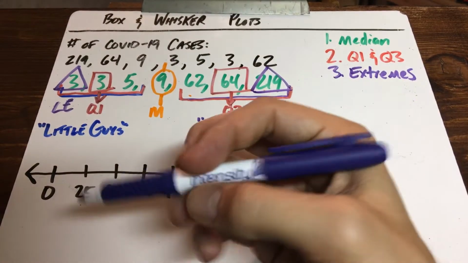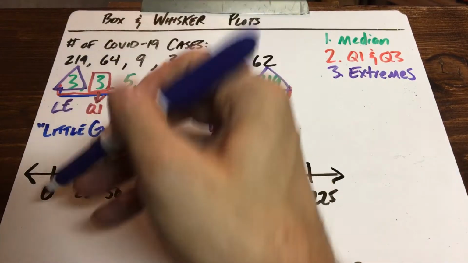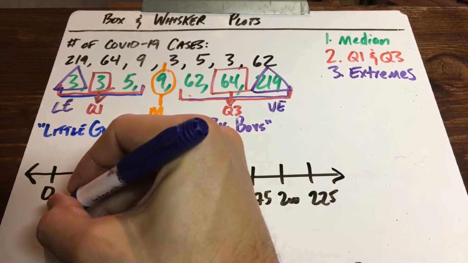I have more room down below, so I'm just going to put a dot here. The lower extreme is 3, so I'm going to put a dot where I think 3 is.